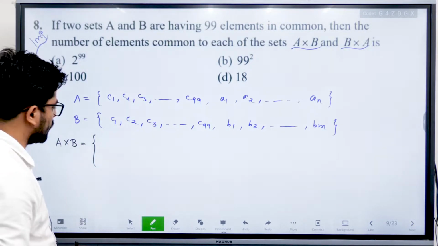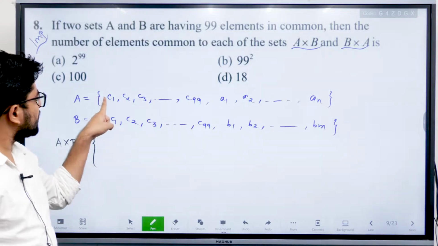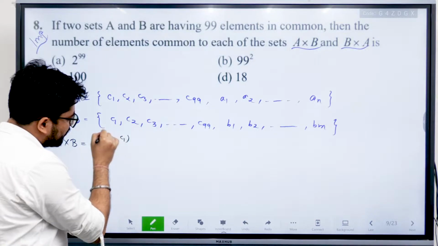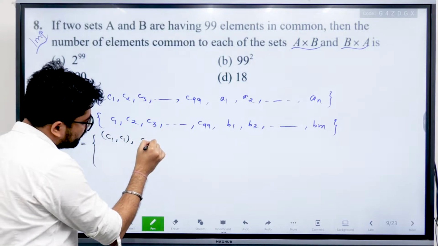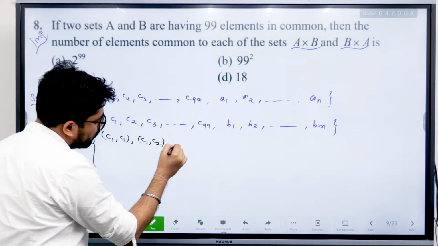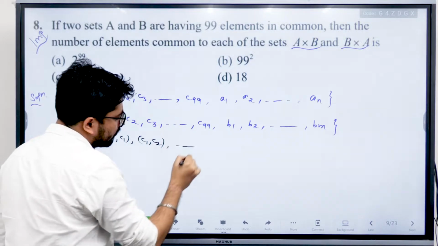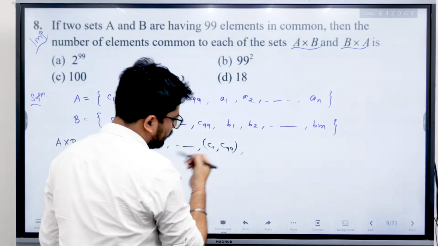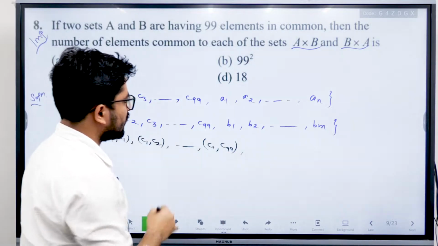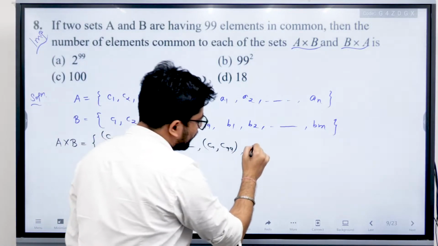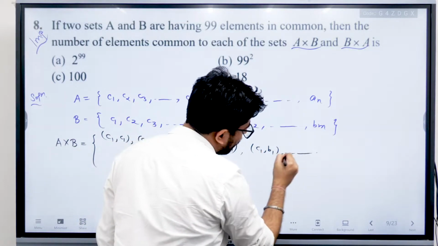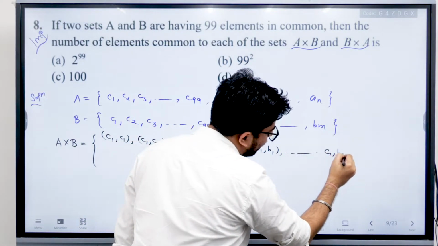A cross B is what? A cross B is C1 comma C1. If you take your first element C1, then you have C1 C1, C1 C2 and so on. Then you have C1 C99. Again, C1 B1 and so on till C1 Bm.